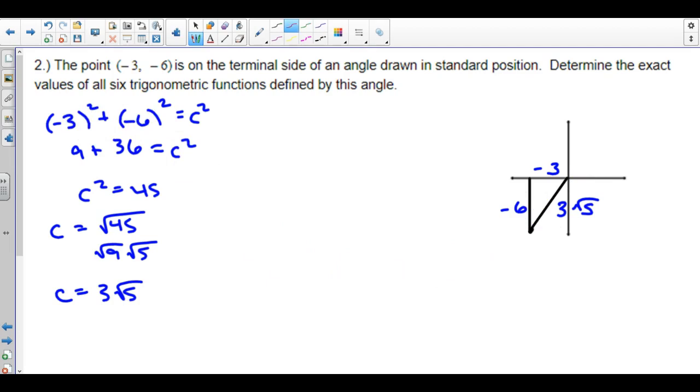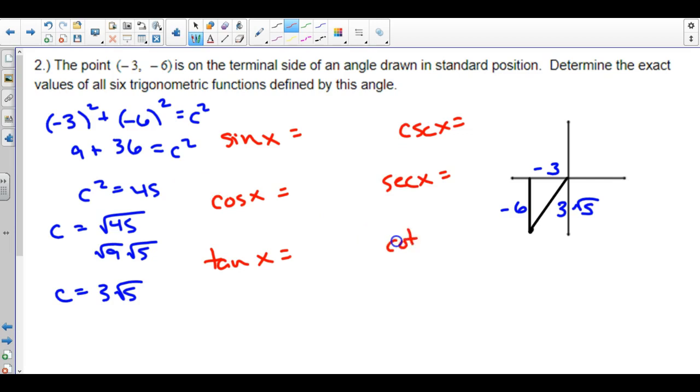So now what I'm going to do is look at my 6 trig values. I'm going to have a sine of this angle, which I'll just call my angle x. I'll have a cosine of it. I'll have a tangent. And then my reciprocal functions, which for sine, the reciprocal is cosecant. For cosine, it's secant. And then for tangent, it's cotangent. All right.